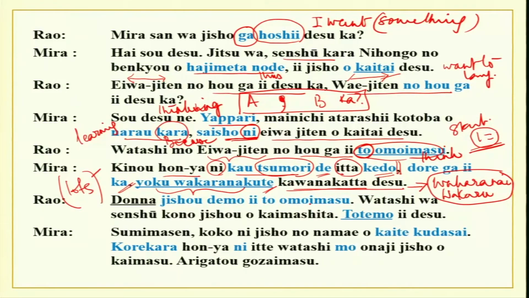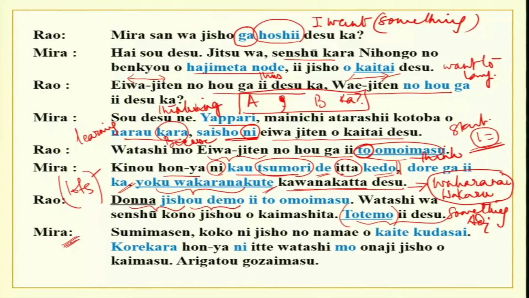Donna jisho demo ii to omoimasu. Donna jisho, any jisho is all right. Any jisho demo, any one of them is okay, I think. Watashi wa senshu kono jisho o kaimashita. So, he shows a jisho and he says, last week I bought this one. So, you can look at it. Totemo ii desu. It's exceptionally, or you could say it's very good. Totemo shows degree of something. Generally it is used with adjectives.